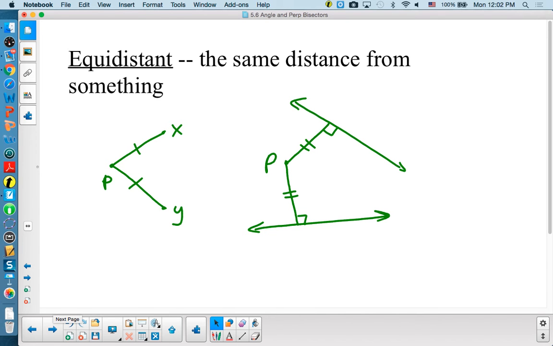Like Seward might be equidistant from Lincoln and York. That point is the same distance each way. I'd have to really grab a map and see if that's true.